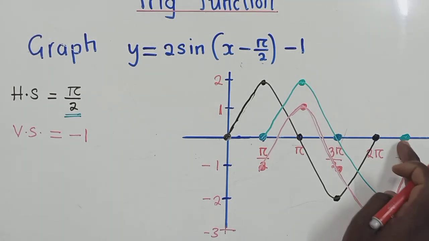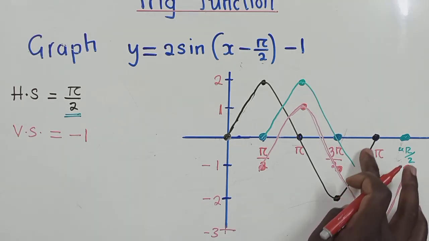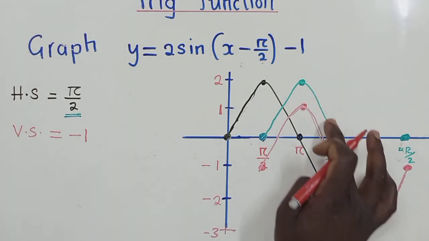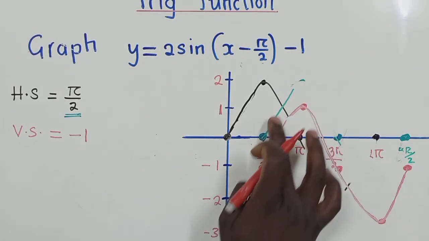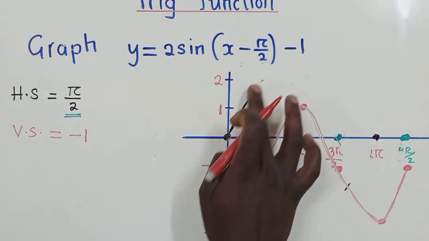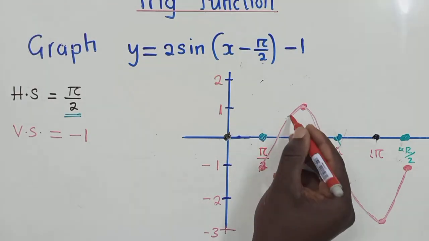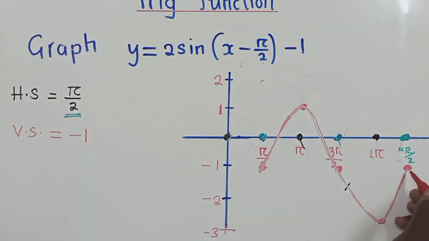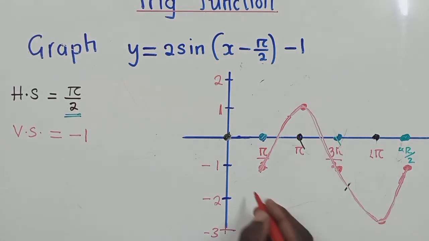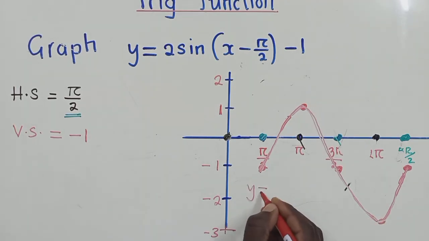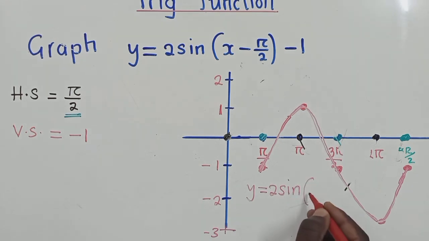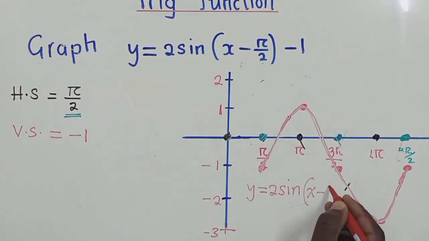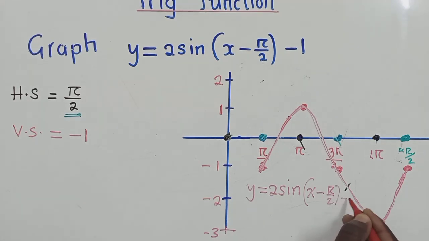We can even erase these if you don't mind, so that you just remain with the graph of the final answer. So our graph is right here. This is the graph that we have. We can even indicate this is y equals 2 sine of (x minus pi over 2) minus 1. So this is our graph right here.